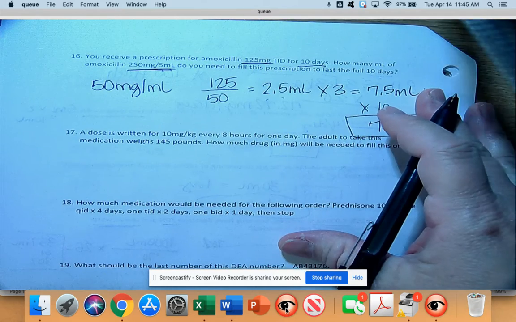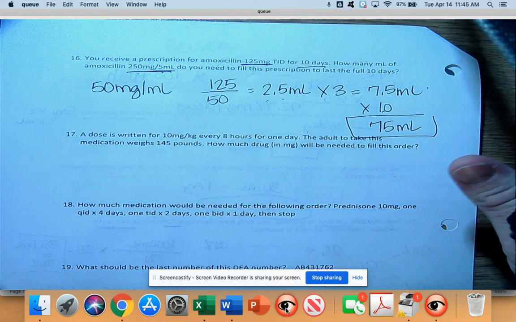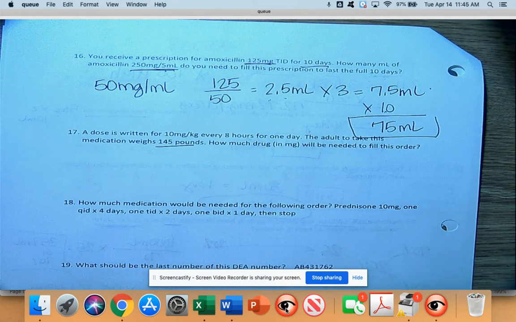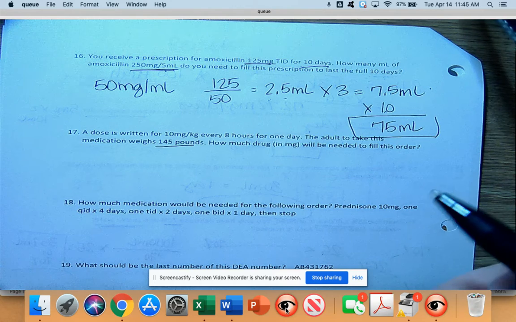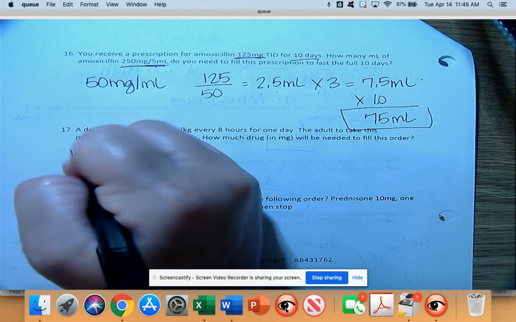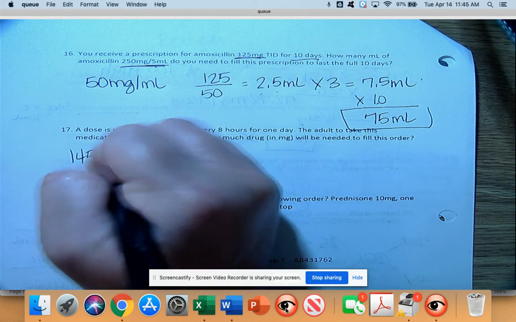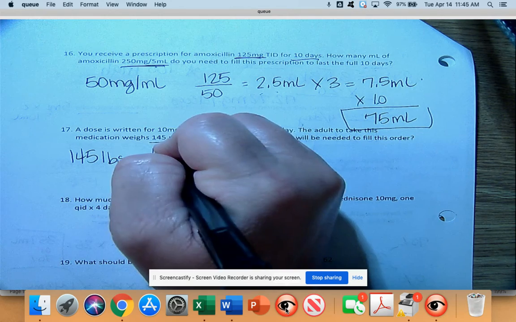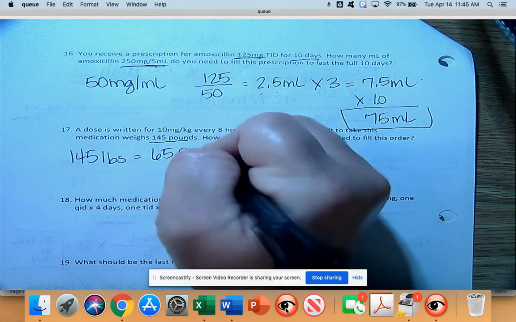Okay, number 17. I've got a dose written, the patient's going to take 10 milligrams for every kilogram they weigh every 8 hours for 1 day. The adult that's going to take this weighs 145 pounds. How much drug in milligrams will be needed to fill this order? First thing I need to do is get my weight here, 145 pounds. I'm going to divide that by 2.2. And that gets me, I believe, 65.9 kilograms.